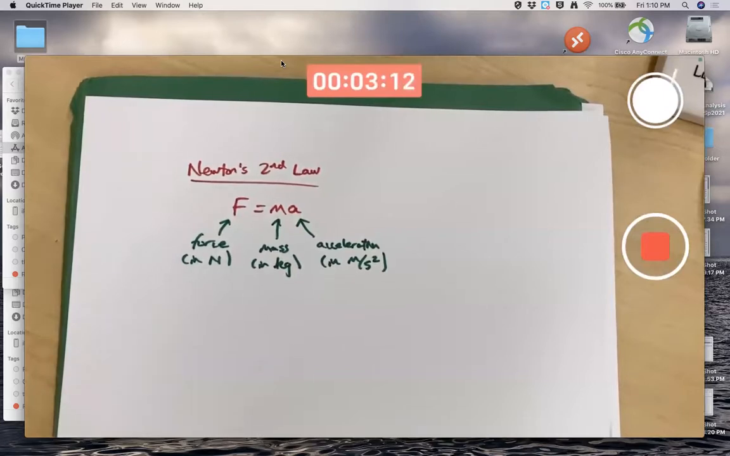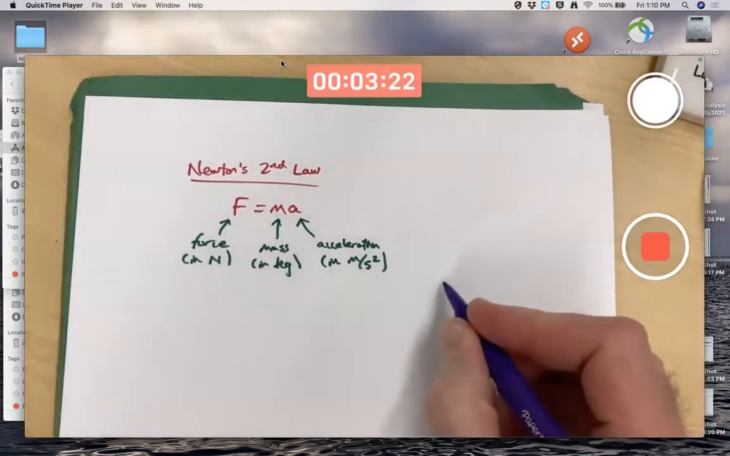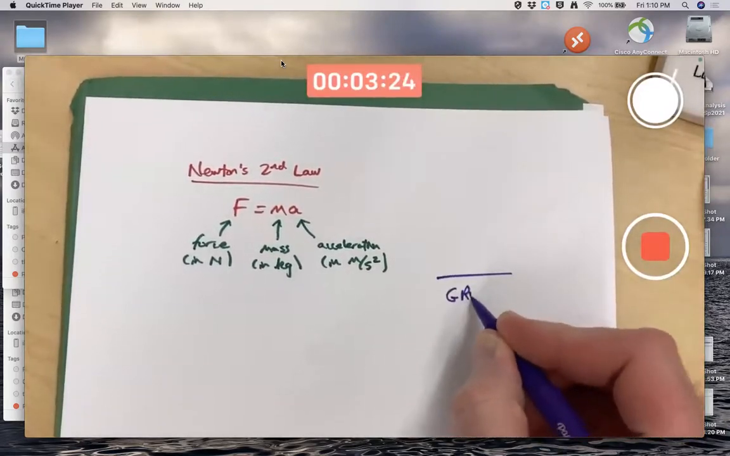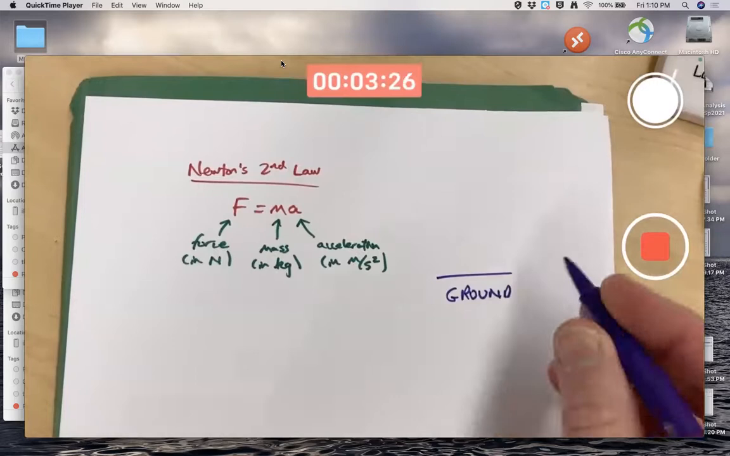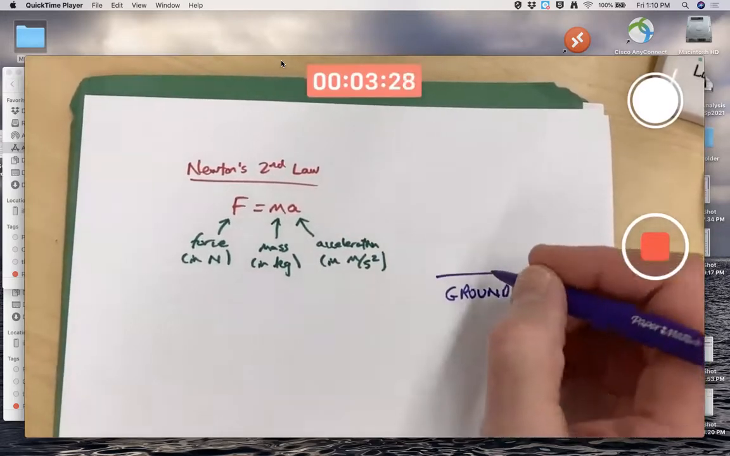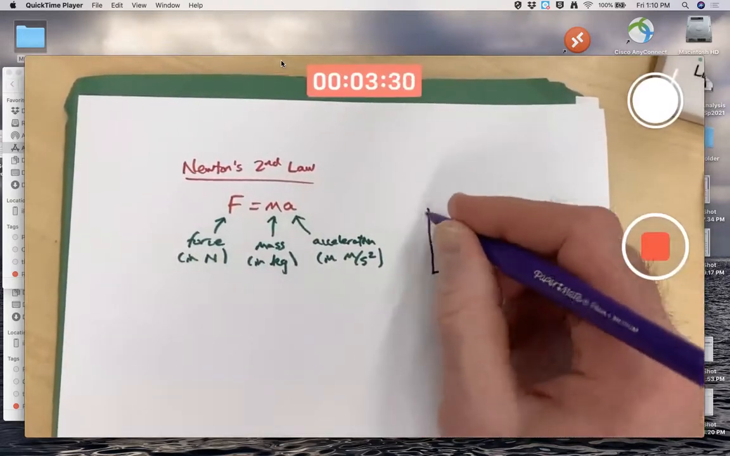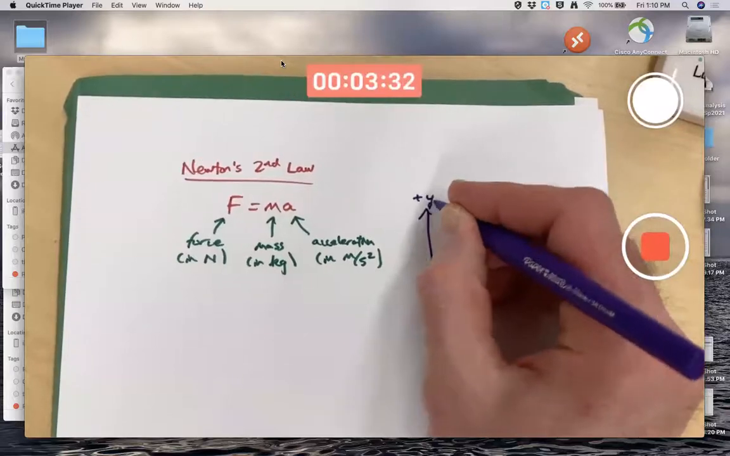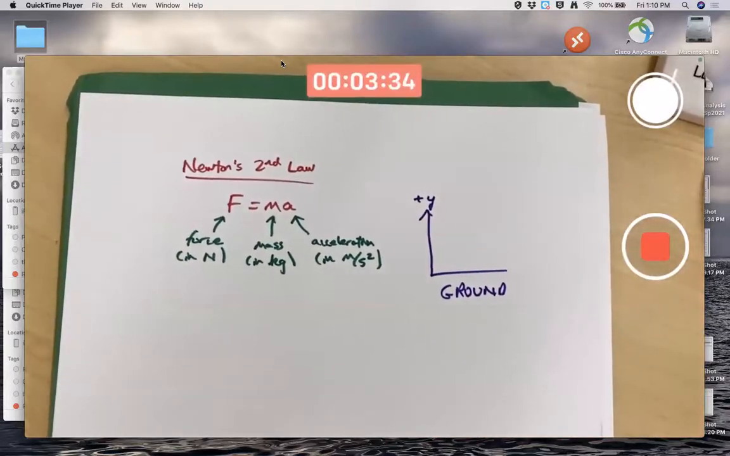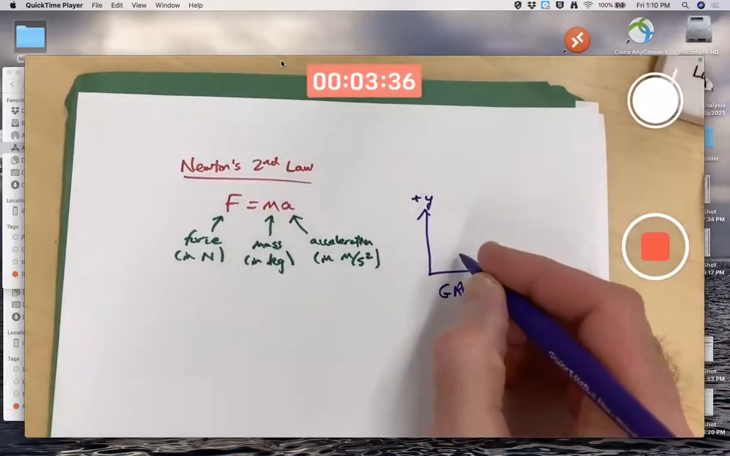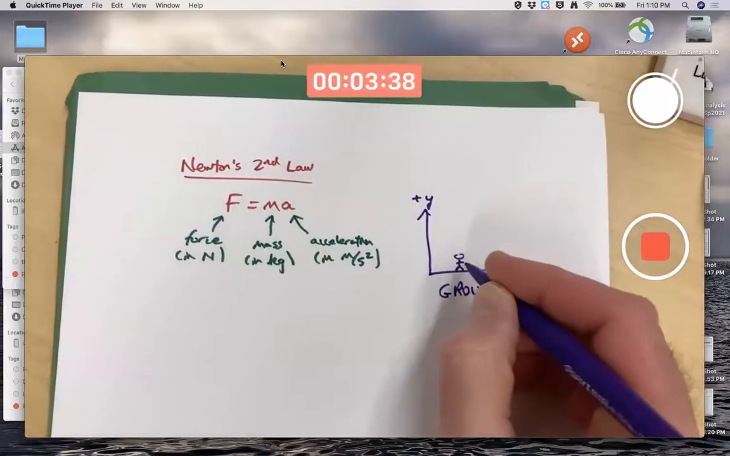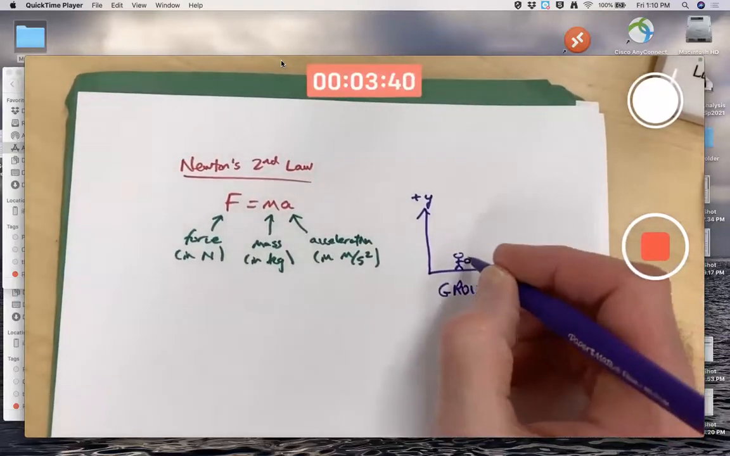How do you apply this to gravity near the Earth's surface? Well, first of all, you have to choose a coordinate system, so to speak. If this is the ground, you have to pick a positive direction. It's natural to pick upwards as the positive direction, say the plus y direction. And you're standing here, and you've got a ball in your hand that you're going to throw straight upward.